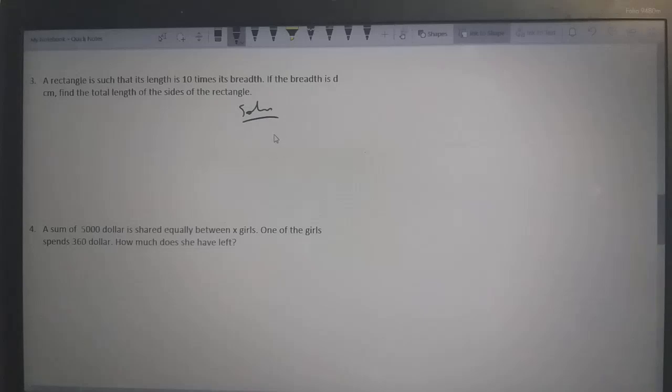Let's draw the rectangle. We have a rectangle of this nature. Okay, and then they said its length is 10 times its breadth. So let's say the breadth is y. So it means that the length will be 10y. Okay, and then if this one is d, it means that this one is going to be 10d, isn't it?